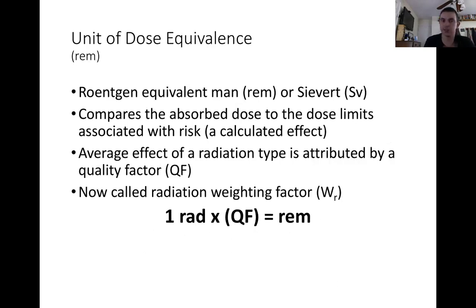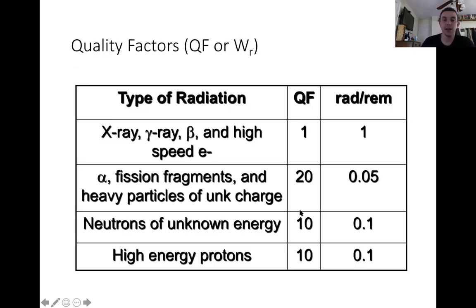Dose equivalence is taking that absorbed dose and then multiplying it by that quality factor or radiation weighting factor. And that will give you, because remember that something like alpha radiation or neutron radiation, for the same amount of absorbed dose, will have a higher dose equivalent. It will be more biologically damaging. So that's where these factors come into play.